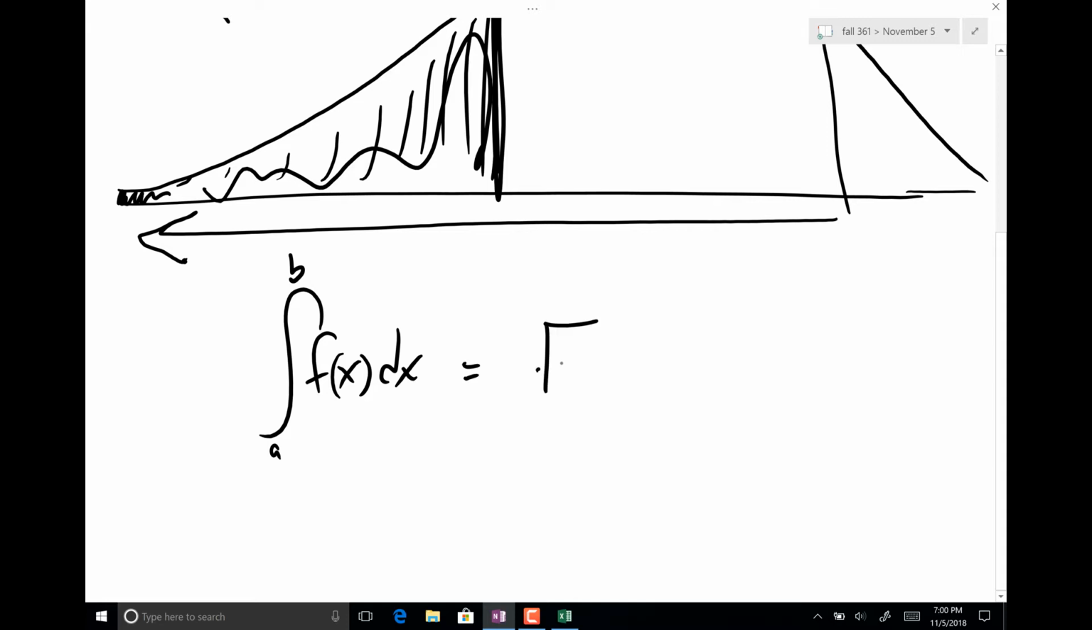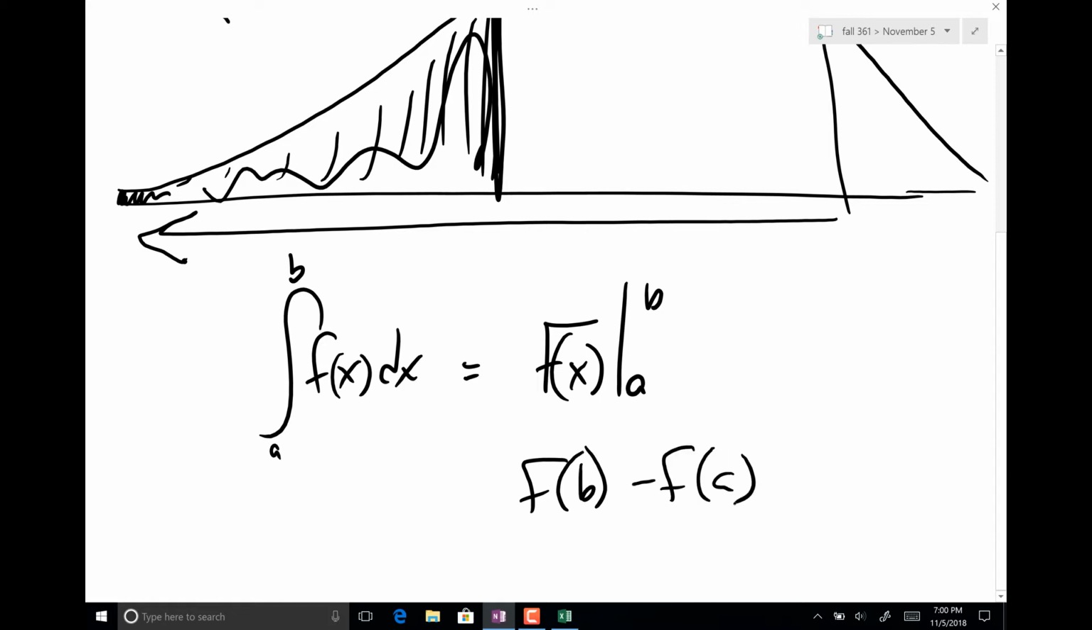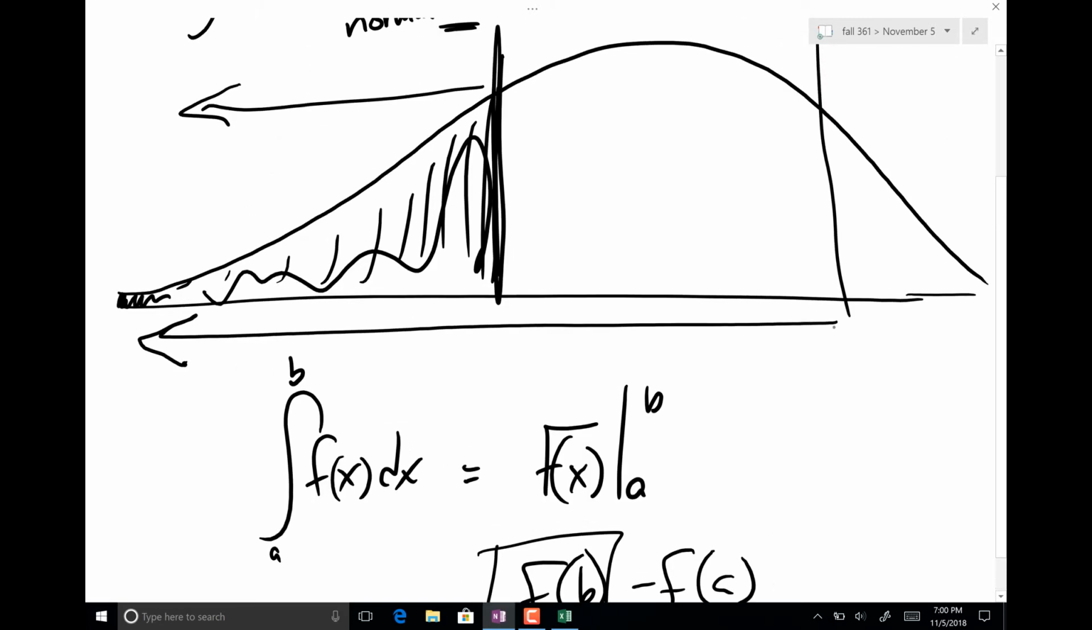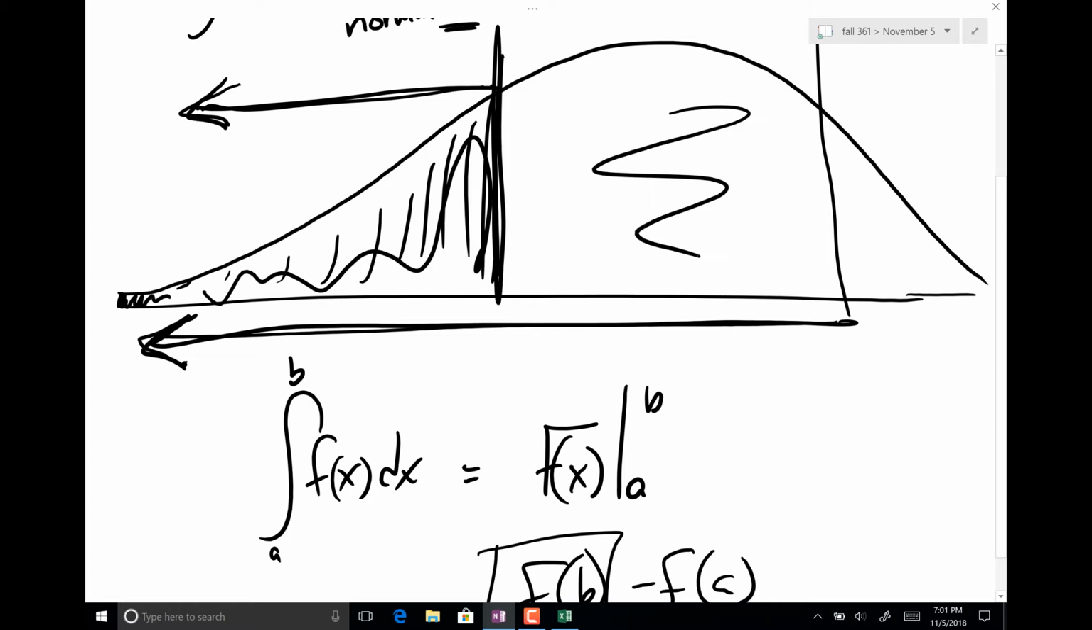So back in the day, you take the antiderivative, yes? You take the antiderivative, and then evaluate here and here. And then you take F of b minus F of a, right? Well, F of b, for our purposes, would be the probability from here all the way down. F of a will be the probability from here all the way down. So the difference will be this piece in here. That's what I'm looking for.